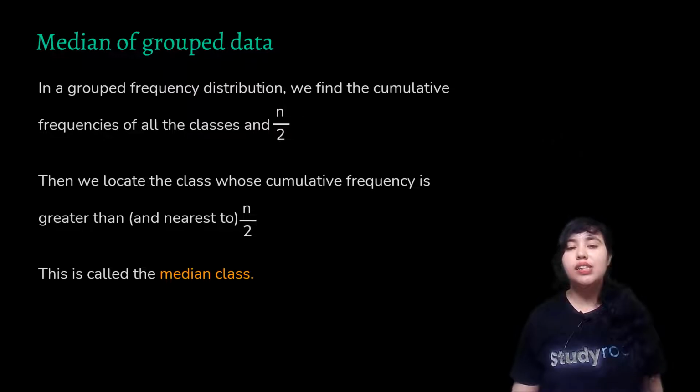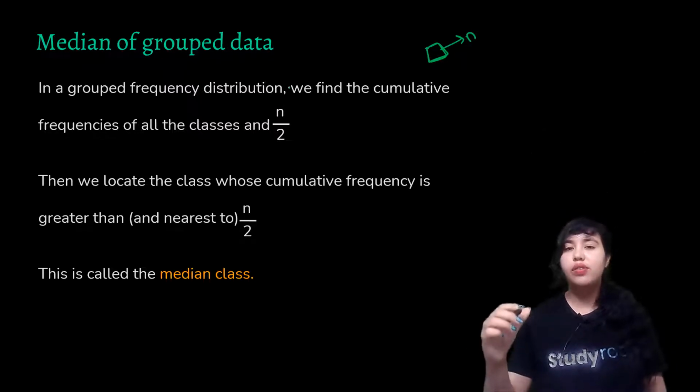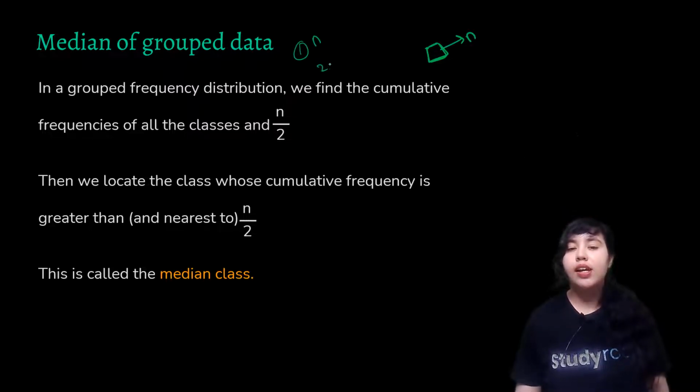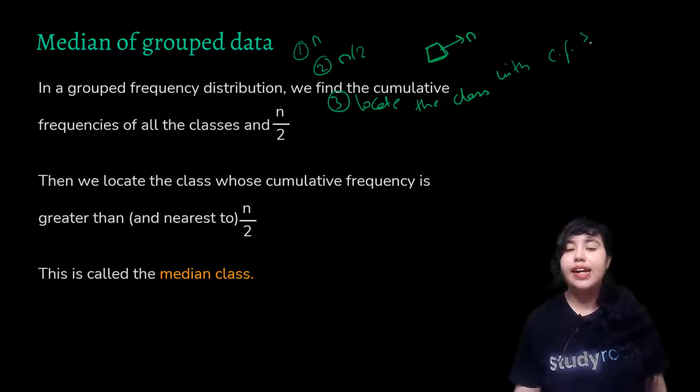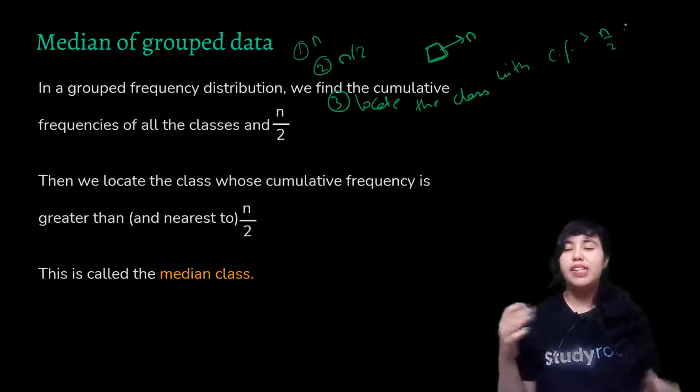In a grouped frequency distribution, whatever you're getting as the end value for cumulative frequency is your n. Whatever you had as the last cumulative frequency becomes your n. First of all, you need to find this n and divide it by 2. Then you need to locate the class with cumulative frequency greater than n by 2, or basically near about n by 2, and that class is called the median class.